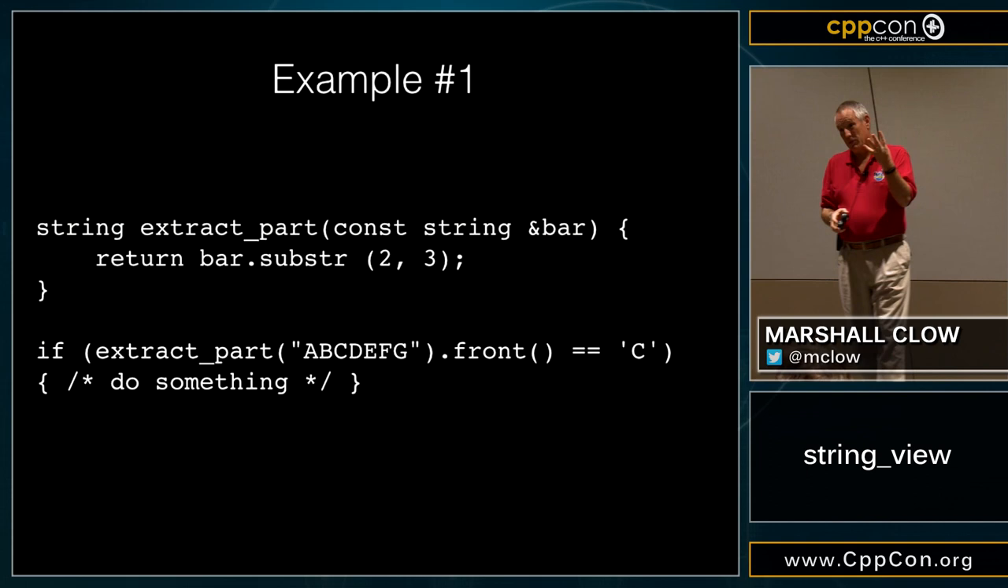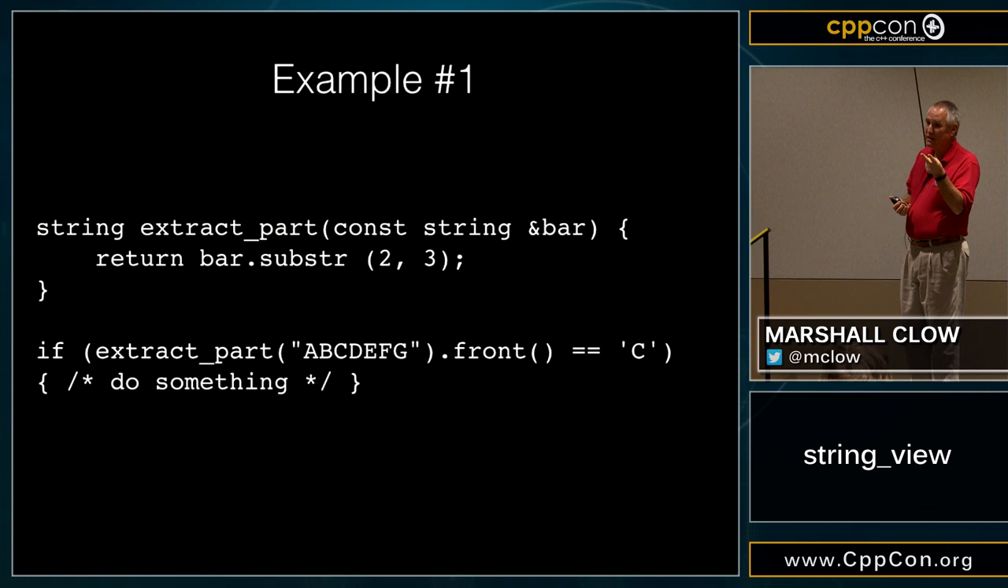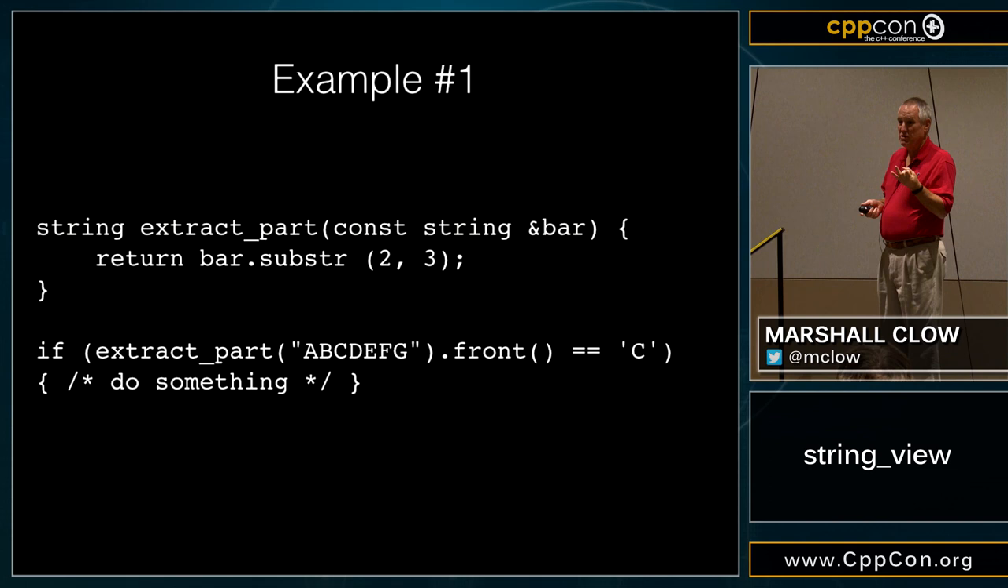So I count one length calculation, four memory allocations. Let's just say there's only two, but in any case, two memory allocations, two sets of copying data, and then two memory deallocations. All to determine that something's a C.